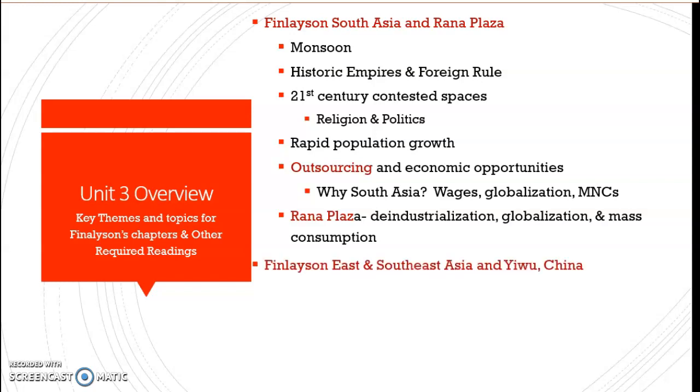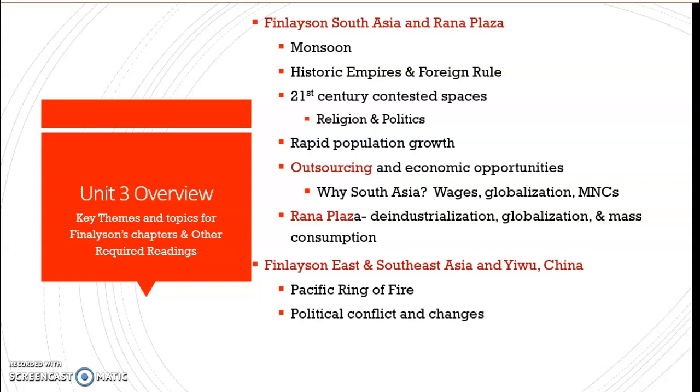The next chapter in the Finlayson text will examine East and Southeast Asia. And we'll take another look at an important physical geography concept here, and that's the Ring of Fire. This idea will persist into our final chapter on Oceania, but it's introduced here. So we're going to start to understand some of the physical landscapes, some of the natural disaster concerns that exist in this part of the world.